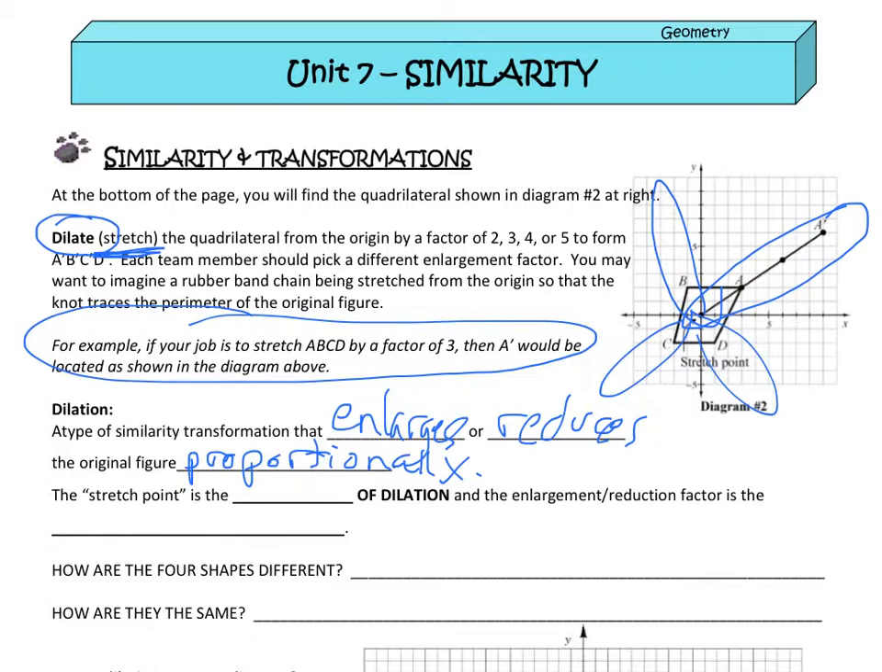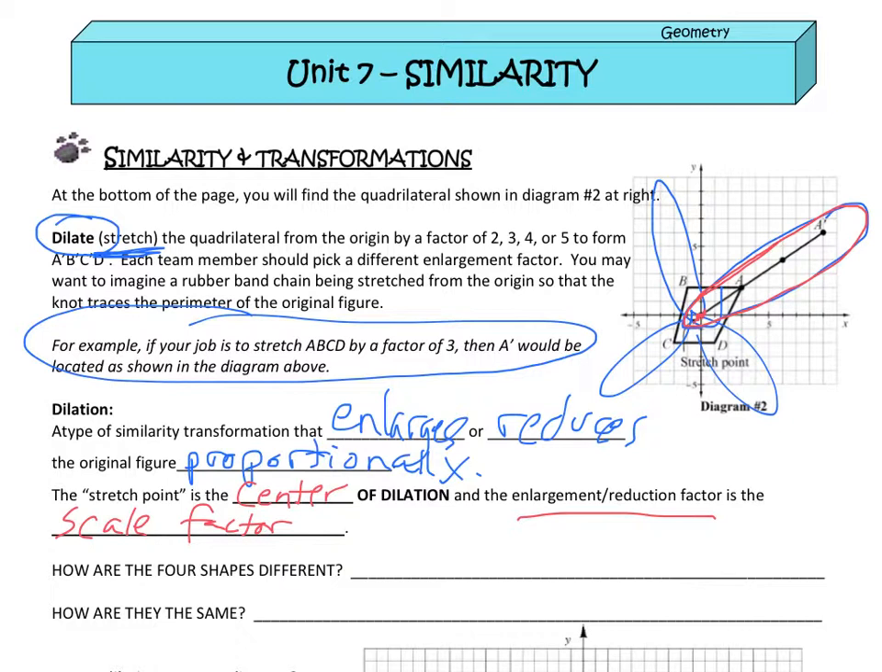Okay, the stretch point is the center of dilation. In this case, it would have been that origin. And the enlargement or reduction factor is the scale factor. What that means, in our example with A right here, we said how many times? 3 times bigger. That would be my scale factor, 3.